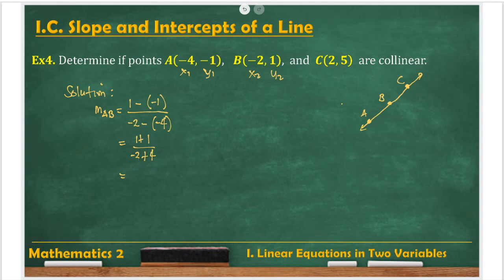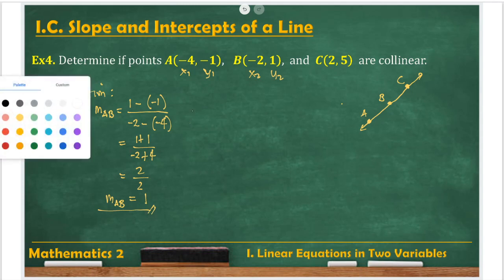And simplifying this further, we have 1 plus 1, so that's equal to 2 over negative 2 plus 4, that's also equal to 2, and 2 over 2 is equal to 1. So we have the slope of the line passing through points A and B is equal to positive 1.